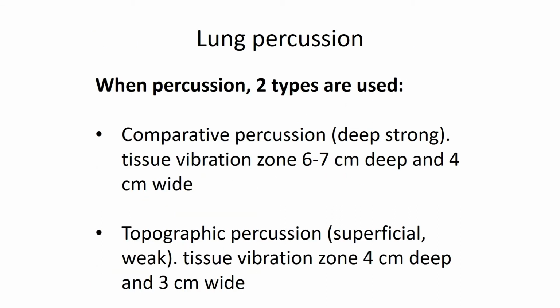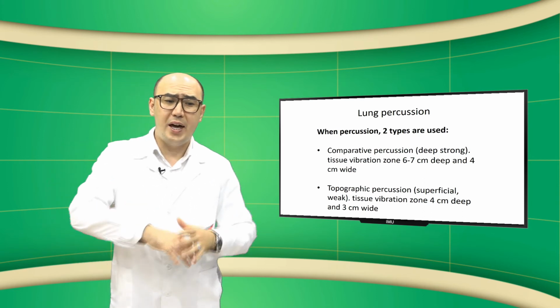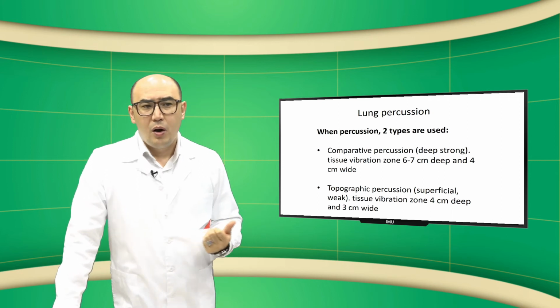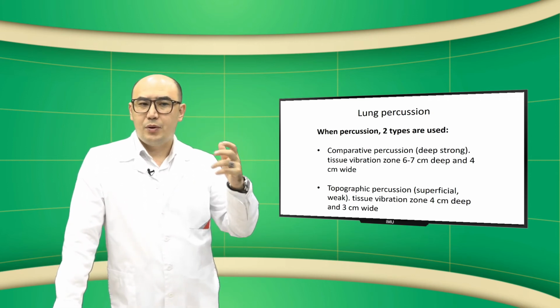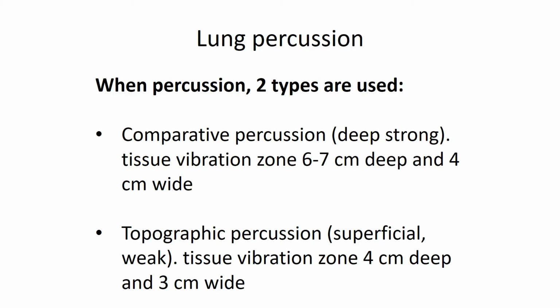Percussion is mostly used in the lung, because lung diseases are common and this organ has a big surface. That's why we very often use percussion there. Percussion has two types of use. Comparative percussion is deep and strong, and the tissue vibration zone is 6-7 centimeters deep and 4 centimeters wide. Topographic percussion is superficial and weak, and the tissue vibration zone is 4 centimeters deep and 3 centimeters wide.